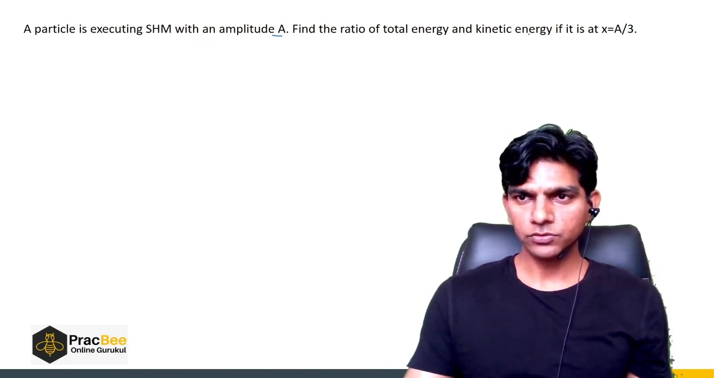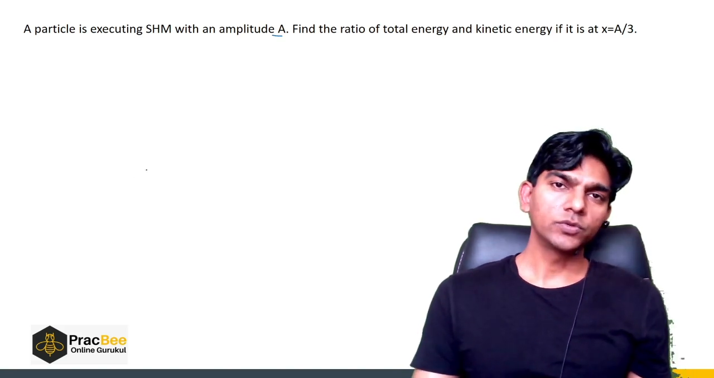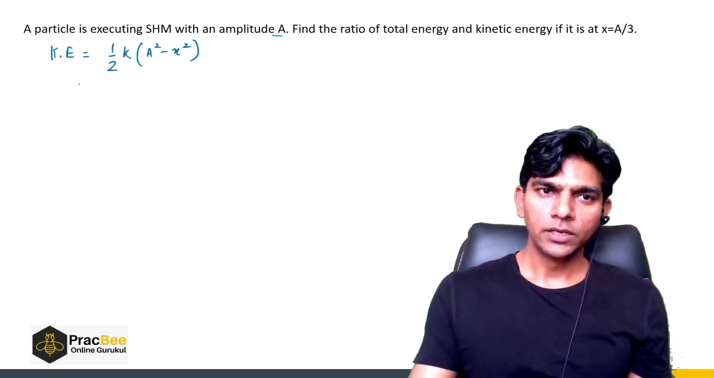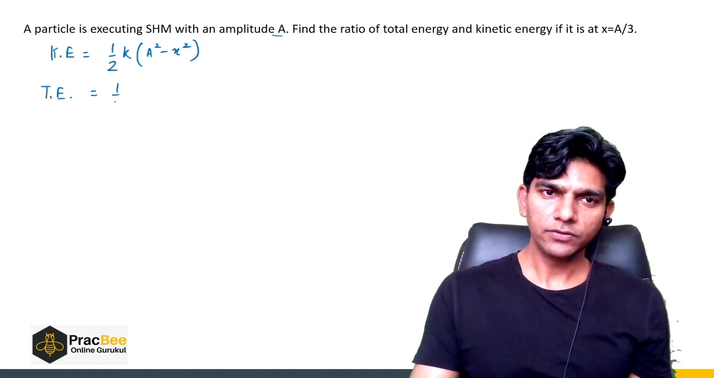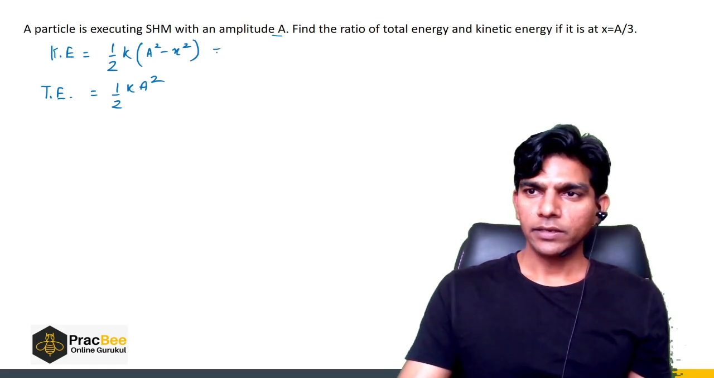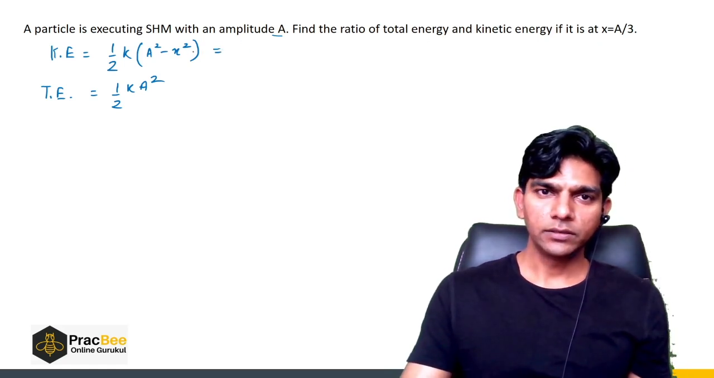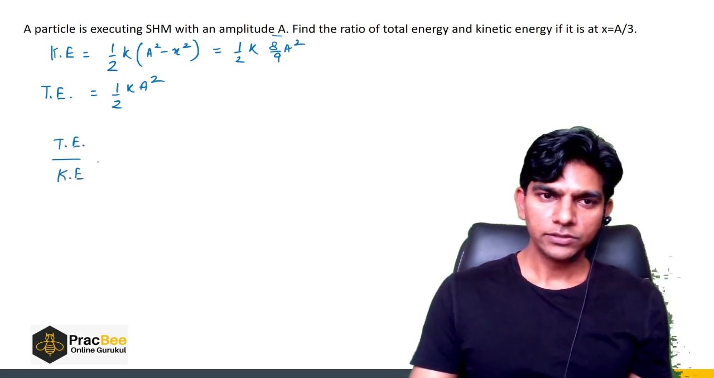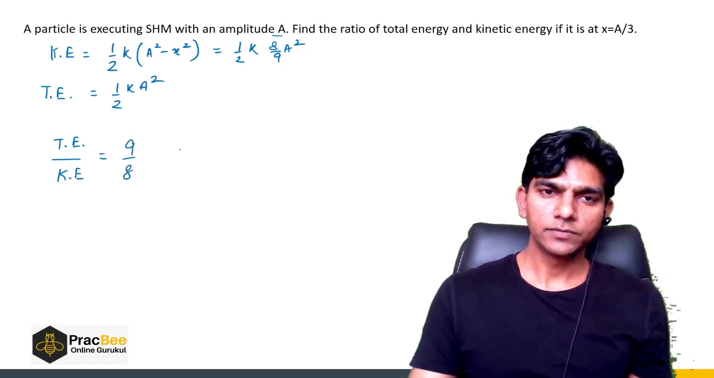Find the ratio of total energy to the kinetic energy at x equals A by 3. Again, formula based question. Kinetic energy is given as half k (A square minus x square), and total energy is given as half k A square, right? So this is the total energy. Now we have to find the ratio of these two, and at x equals A by 3, this will become half k (A by 3). If I substitute, it becomes 8 by 9 A square. So total energy divided by the kinetic energy will be 9 by 8. So that should be the answer.